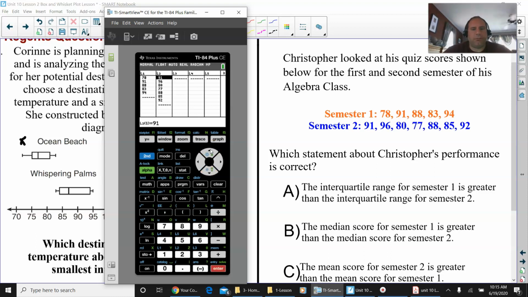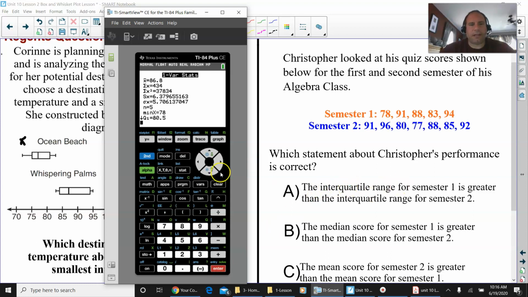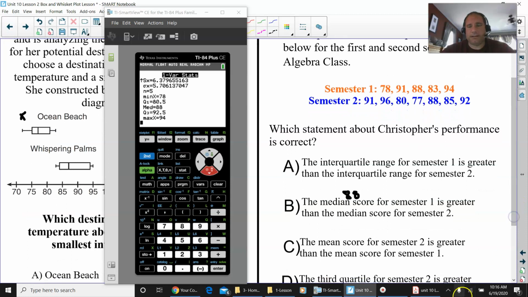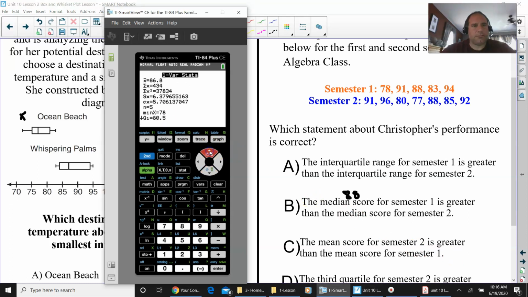Okay, so just so you know, all right, I put in L1 as semester 1, L2 as semester 2. So I am going to press stat right now and press calc and one variable stats, and it is going to say list L1. I'm going to keep it on L1 and press enter, right? So I am going to look at all of these numbers here for L1. The median score for semester 1 is 88. I'm just going to put that down. The mean score for semester 1 is all the way up top, 86.8.